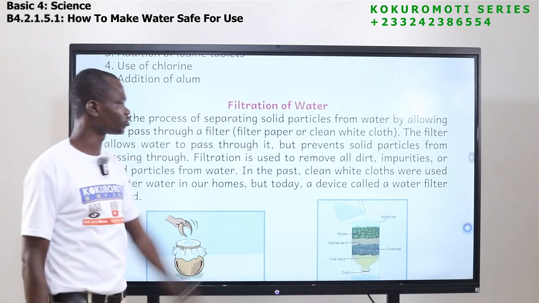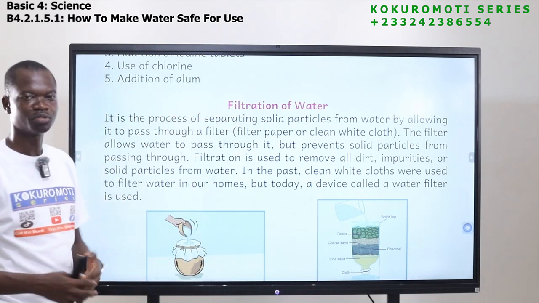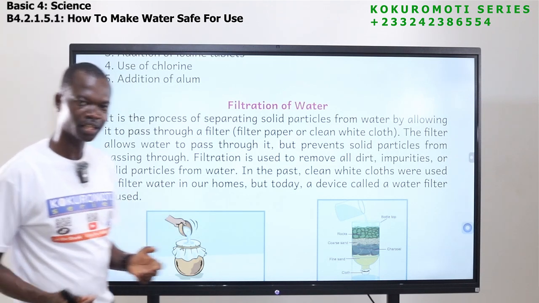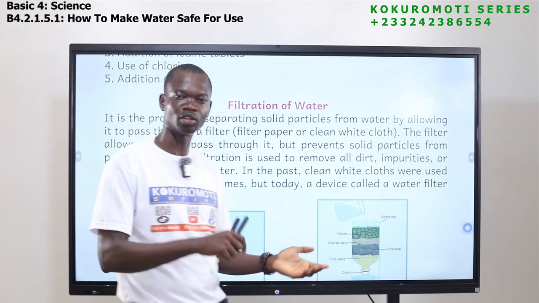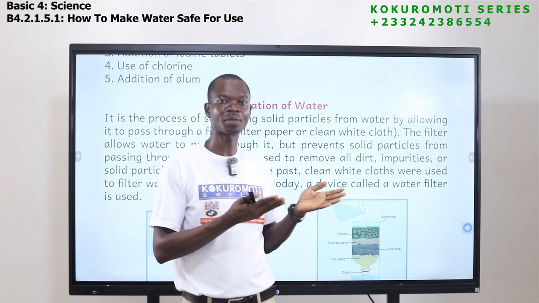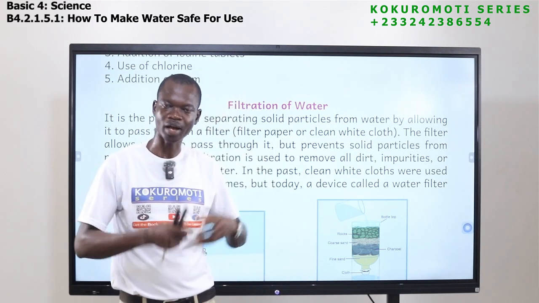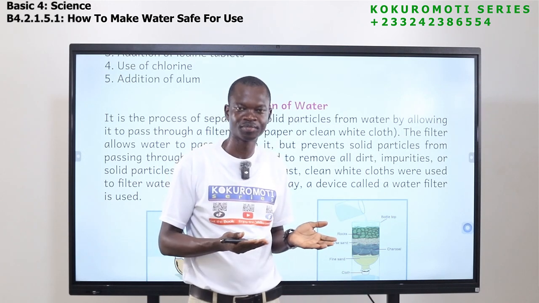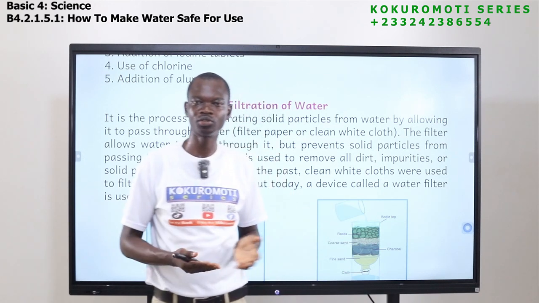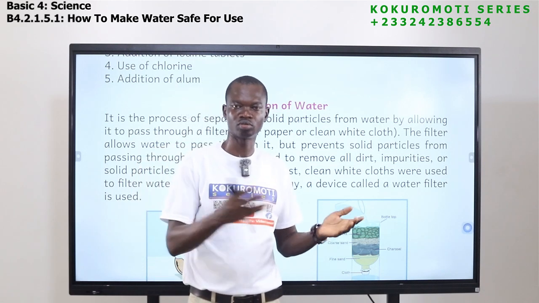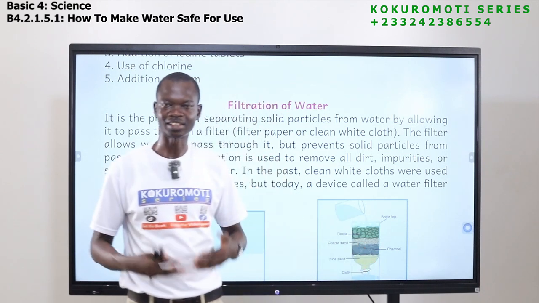So filtration of water. What is filtration? We use a filter or filter paper or white cloth, and then we pour the dirty or polluted water on it. So the solid particles in it will be trapped by the filter or the white cloth or that material. In the house, our parents use white cloth or clean cloth to do it. So it is used as a filter.